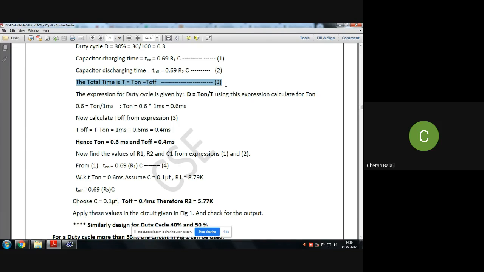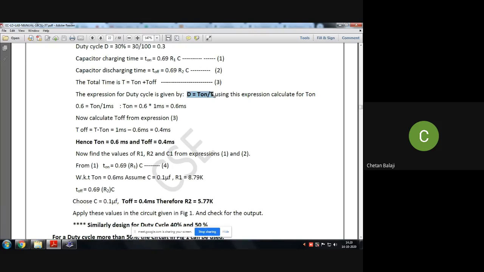For that you go with this formula, formula number 4. Formula number 1 is T equals 1 by f. Formula number 2: 60% equals 60 by 100 equals 0.6. Formula number 3: T equals T on plus T off. Formula number 4: D equals T on by T, where D is the duty cycle.